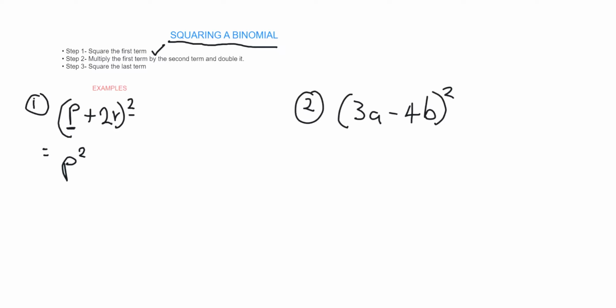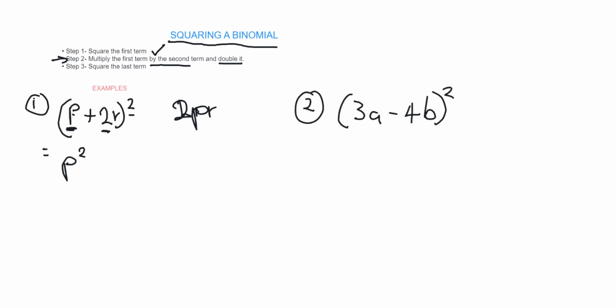Now look at law number 2. Look at what law number 2 states. Now we are at step 2. Multiply the first term by the second term and double it, right? So what is our first term? Our first term is p. Our second term is what? It's 2r. So what is going to be p multiplied by 2r? This is going to be 2pr. Let me write this nicely, 2pr.